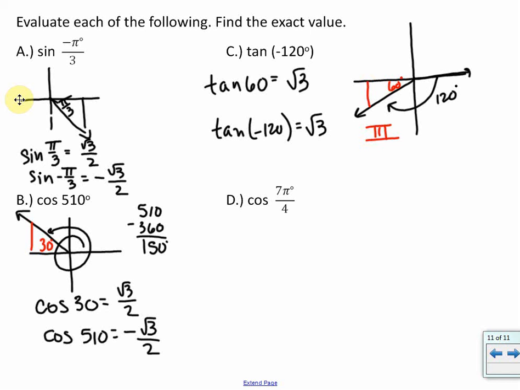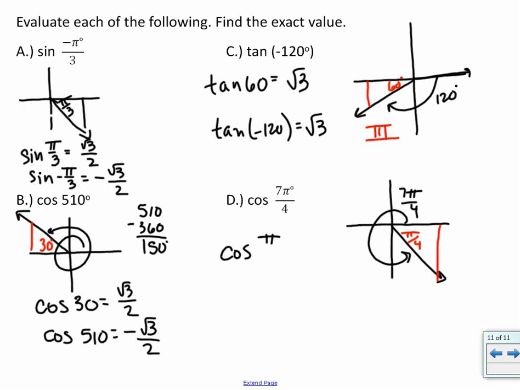And then my last example, cosine of 7 pi over 4, that's going to be in the fourth quadrant. Well, a lot in the fourth quadrant today. My reference angle is pi over 4. So cosine of pi over 4 is radical 2 over 2. And since it's in the fourth quadrant and cosine is positive in the fourth quadrant, then I know that the cosine of 7 pi over 4 is going to be the same, positive radical 2 over 2.